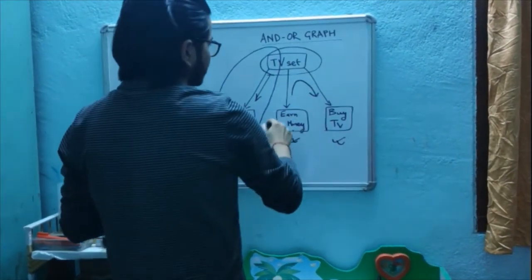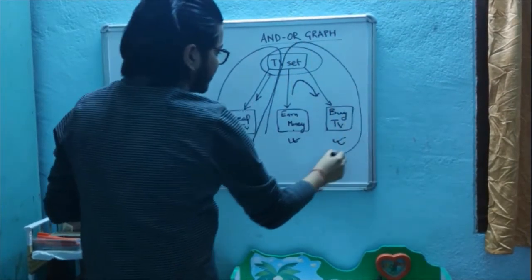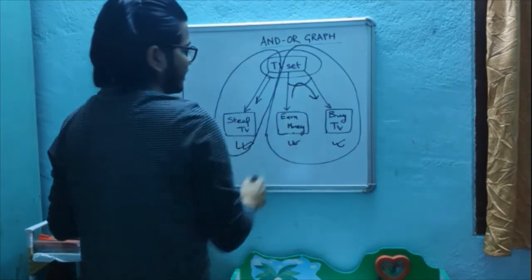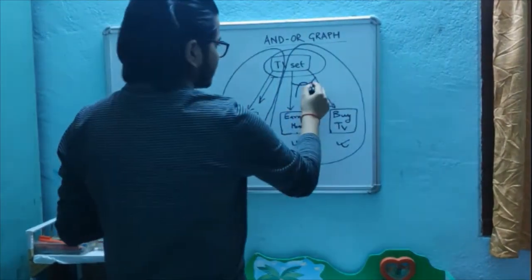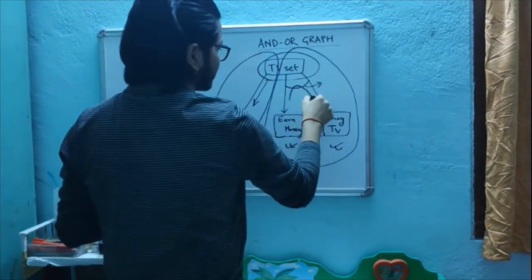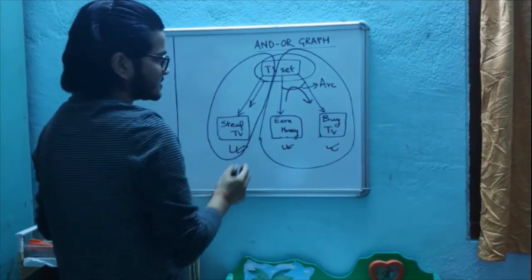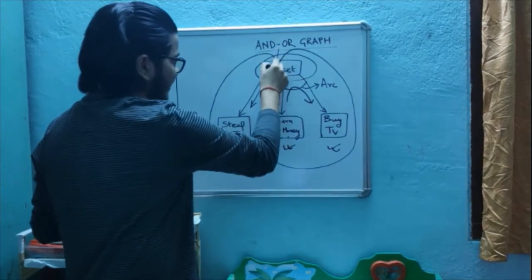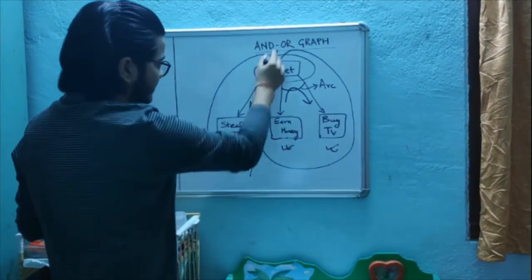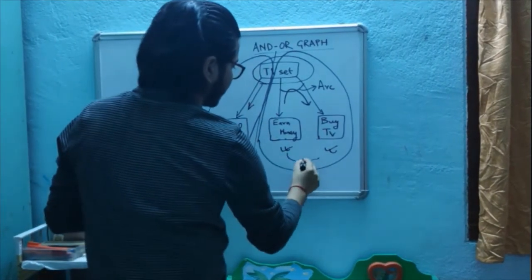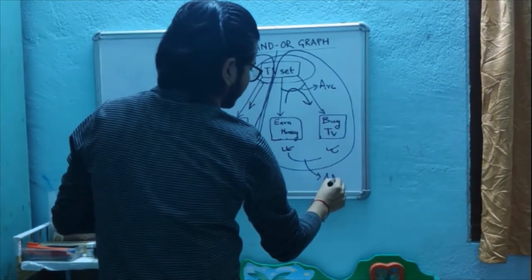So this whole has to be done together. So we can say that this is an AND node. An AND node is represented by this symbol, an arc. So if we divide this graph, we can say that this part is OR, and this both including is the AND part.